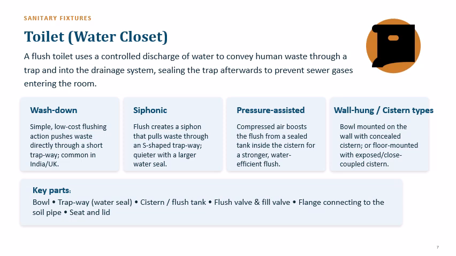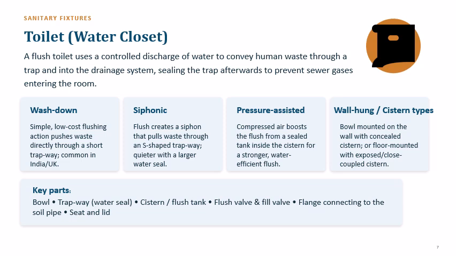So a flush toilet uses a controlled discharge of water to convey human waste through a trap and into the drainage system, sealing the trap afterwards to prevent sewer gases entering the room. This is also of different types, that is wash down, siphonic and pressure assisted, and the wall hung or the cistern types. In terms of wash down, there is a simple low-cost flushing action, which pushes the waste directly through the short trapway, common in India and the UK.